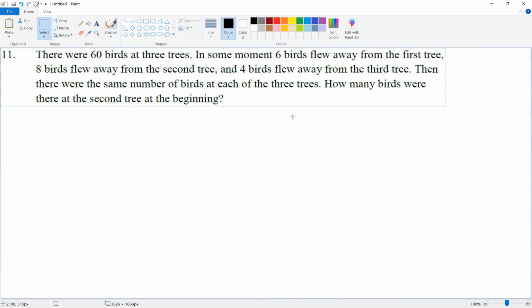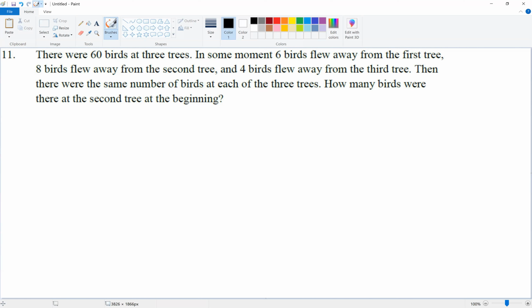Okay, Surya, number 11. There were 60 birds at 3 trees, and at some moment 6 birds flew away from the first tree, 8 birds flew away from the second tree, and 4 birds flew away from the third tree. And there were the same number of birds at each of the 3 trees. How many birds were at the second tree at the beginning?